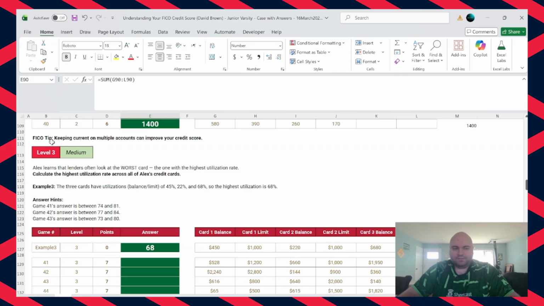FICO tip, keeping current on multiple accounts can improve your credit score. That is true.